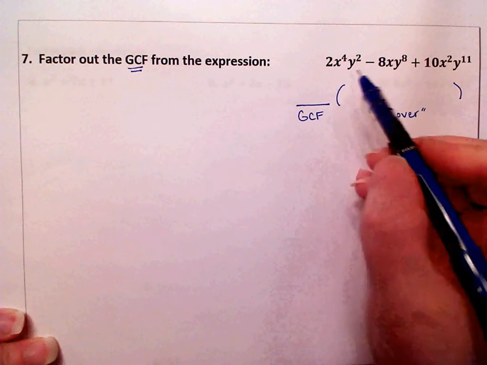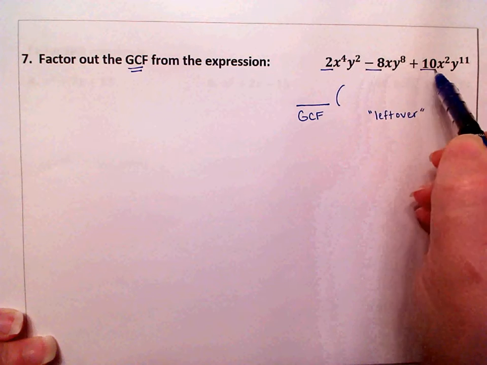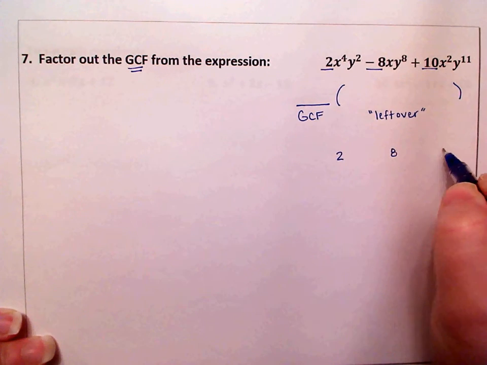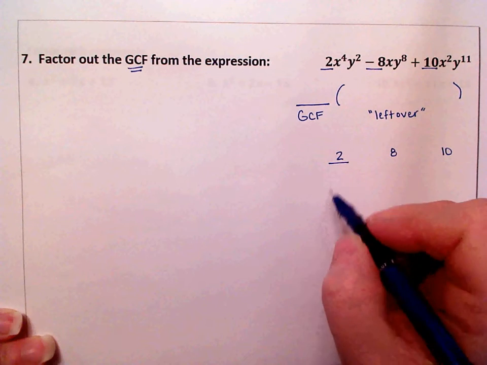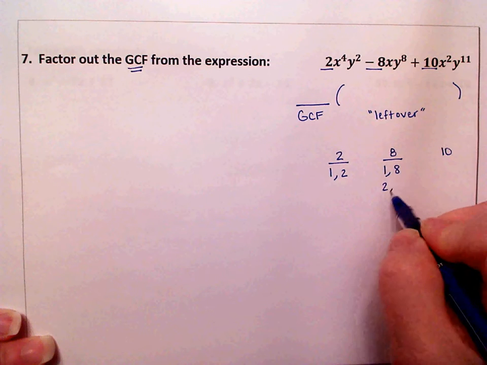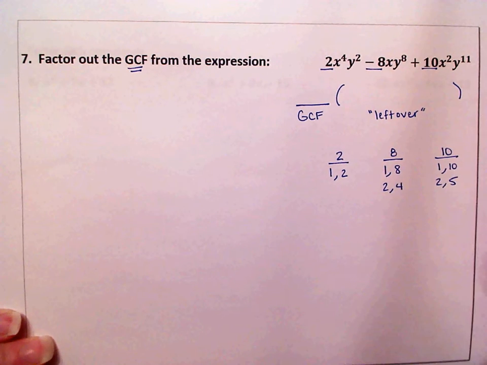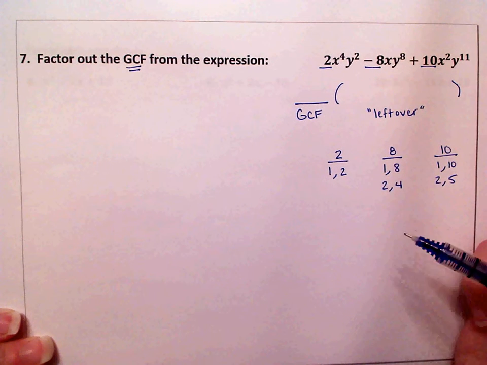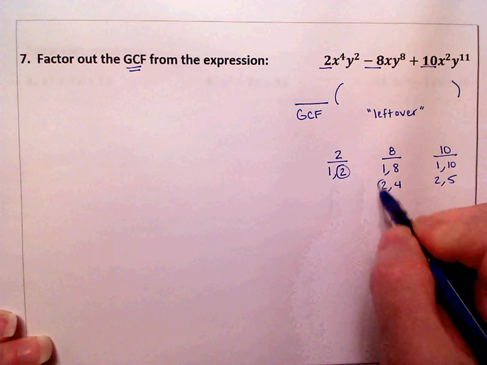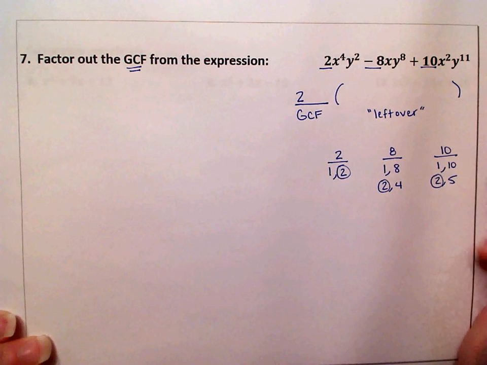Now first, let's look at the numbers, the coefficients, which are the numbers in front. We have a 2, an 8, and a 10. If we look at the factor pairs for each one of these numbers, the numbers that multiply to get 2 are 1 and 2. 8, we have 1 and 8, and 2 and 4. And 10, we have 1 and 10, and 2 and 5. We're looking for the largest number that's a factor of all 3 of these numbers. So the largest number I see in common for all of them is a 2. So we know that number-wise, we have a 2 in our GCF.